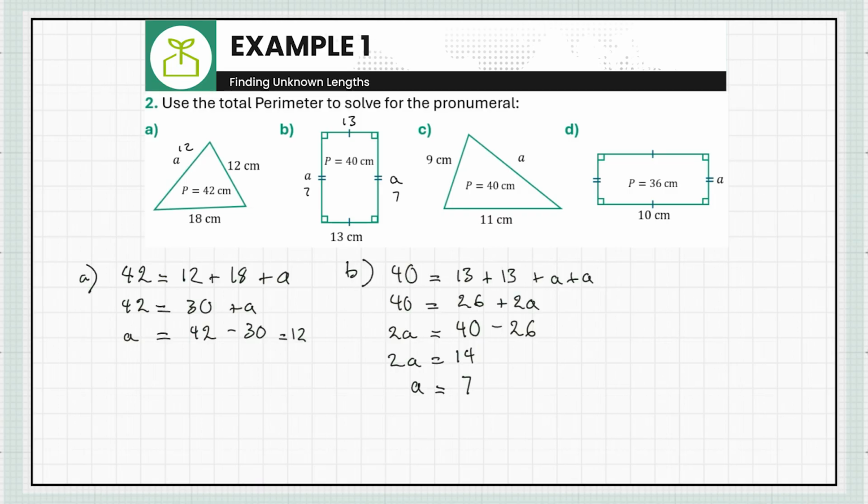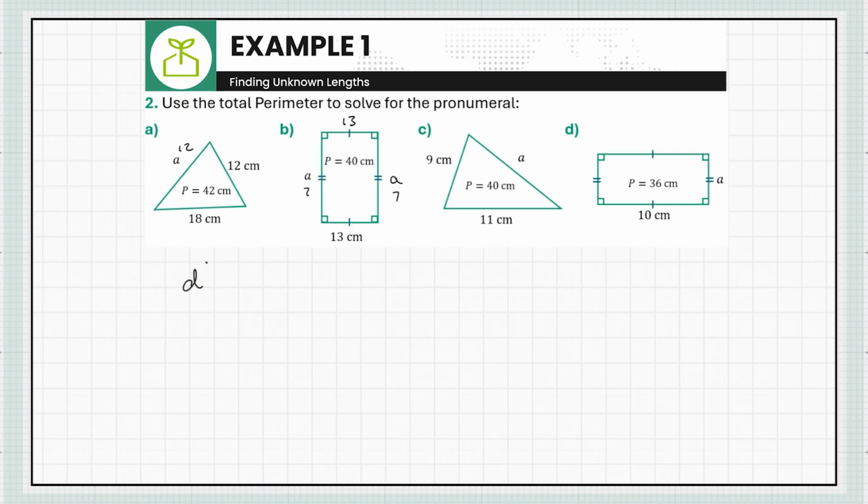Alright, let's look at C. So for C, we have a perimeter of 40 again, and it's going to be equal to 9 plus 11 plus our unknown a. So let's simplify. 40 is equal to 9 plus 11 is 20 plus a. So a is going to be equal to 40 minus 20, which is just equal to 20.